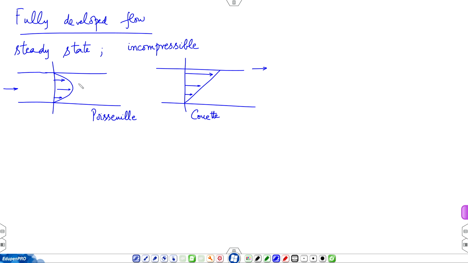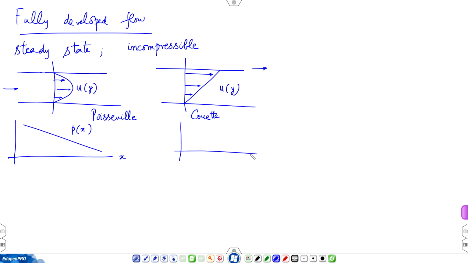So, this is the solution for velocity. The solution for pressure is in the x direction, and pressure decreases in the direction of flow for Poiseuille, while for Couette pressure is constant. So, these are solutions we obtained, and then there was a problem of flow over an incline.